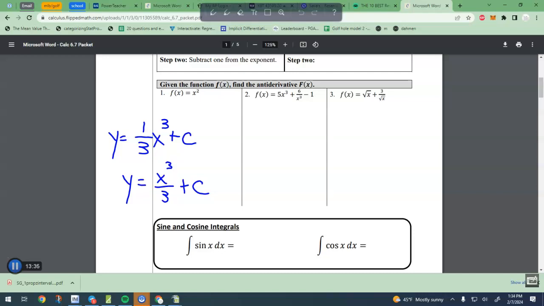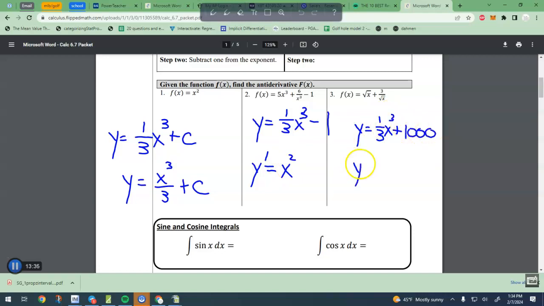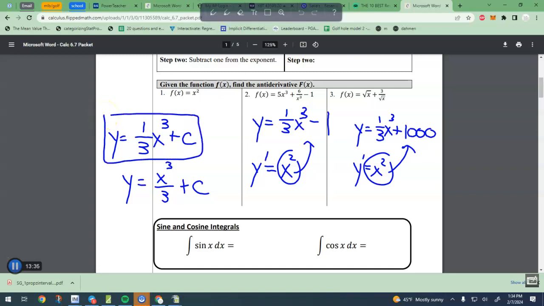Alright, so I don't know specifically what it is unless I give you more information. But what I'm saying is, what's the derivative of 1/3 x to the third minus 1? X squared. What's the derivative of 1/3 x to the third plus 1,000? X squared. So when you're going backwards, you have literally no way of knowing if there's a -1 there, if there's a 1,000 there, if there's anything there. It might be a 0. So all you can do is say, okay, there's some constant. Unless you give me any more information, I can't tell what that constant is. Does that answer your question?